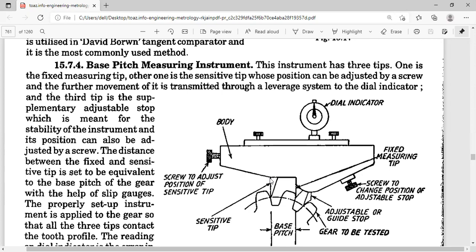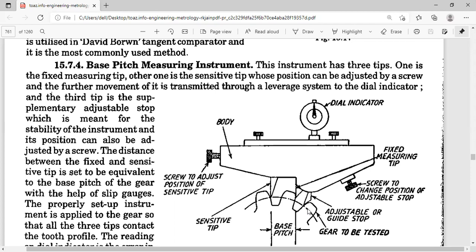One is the sensitive tip. The other one is the fixed measuring tip. The fixed measuring tip is this one, and the sensitive tip is this one. And the third one is known as the supplementary adjustable tip. This is the adjustable guide stop. So here we have three tips.